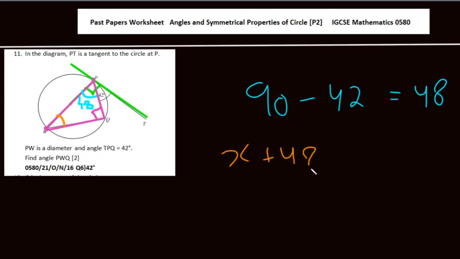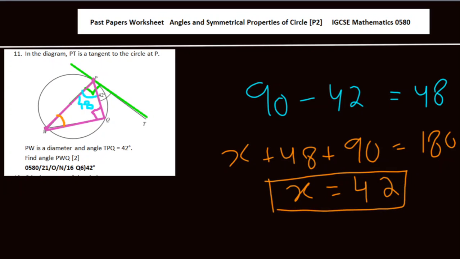PWD is this angle. Now if that's 42, then we can easily find this angle as well by doing 90 minus 42. 90 minus 42 will give us 48. So this is 48, and now we can find the orange angle easily by doing x plus 48 plus 90 equals 180, and from here we can subtract these angles and we'll get 42.